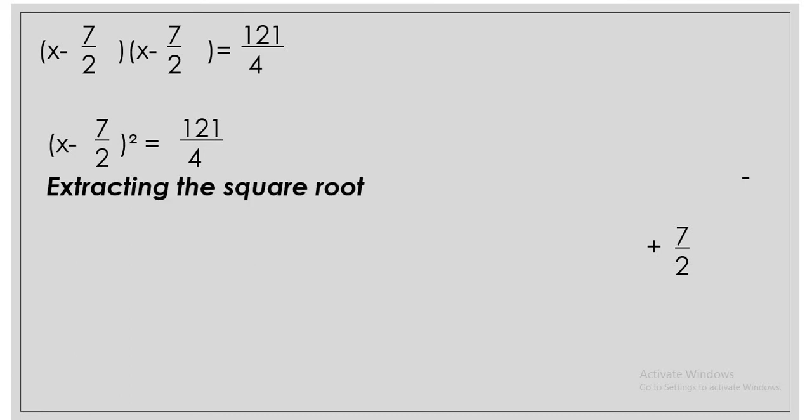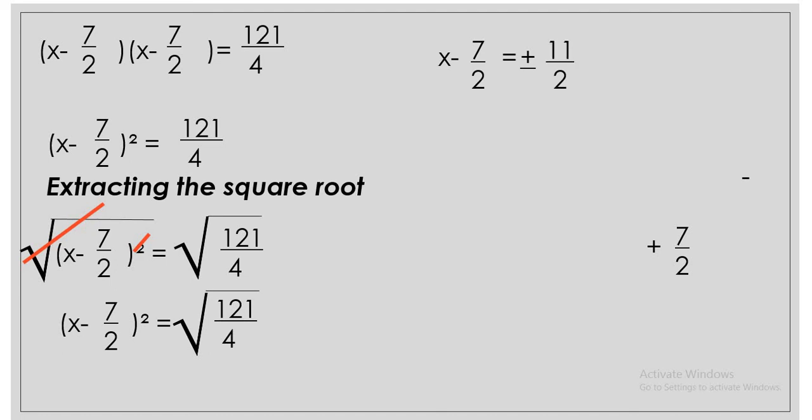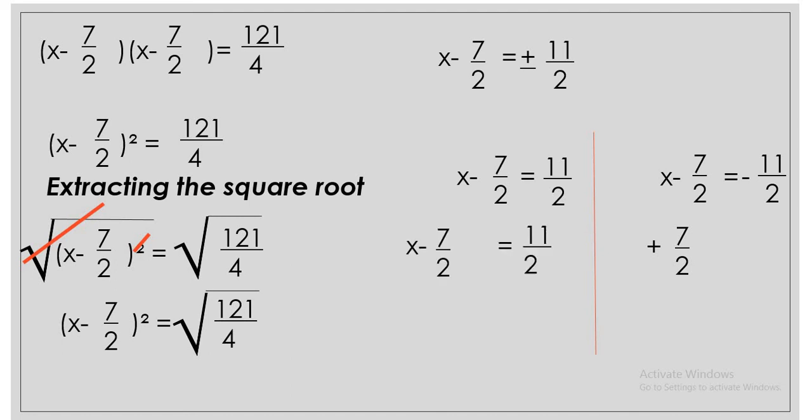Then we will do the extracting the square root. Put square root on both sides of the equation, then cancel the square. So you will have x minus 7 over 2 is equal to square root of 121 over 4. The square root of 121 over 4 is 11 over 2. So we will have two solutions here, positive 11 over 2 and negative 11 over 2. Just simplify: x minus 7 over 2 is equal to 11 over 2.